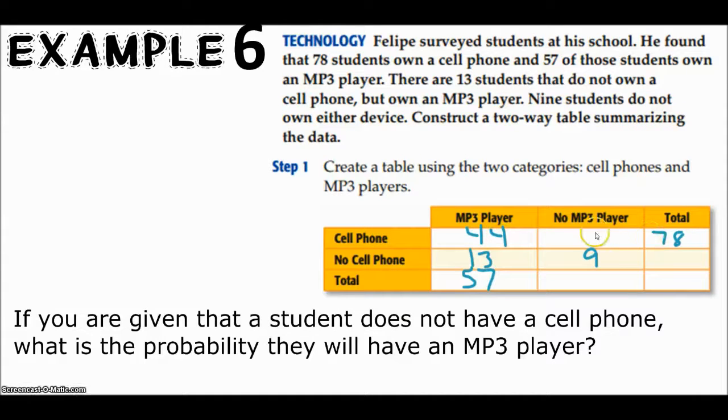Now looking at this column, 78 kids own a cell phone. If 44 have an MP3 player, then I subtract and I get 34 own a cell phone but no MP3 player.